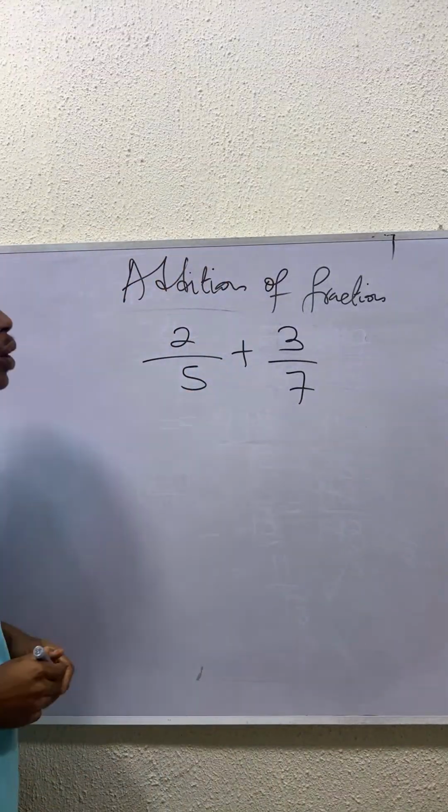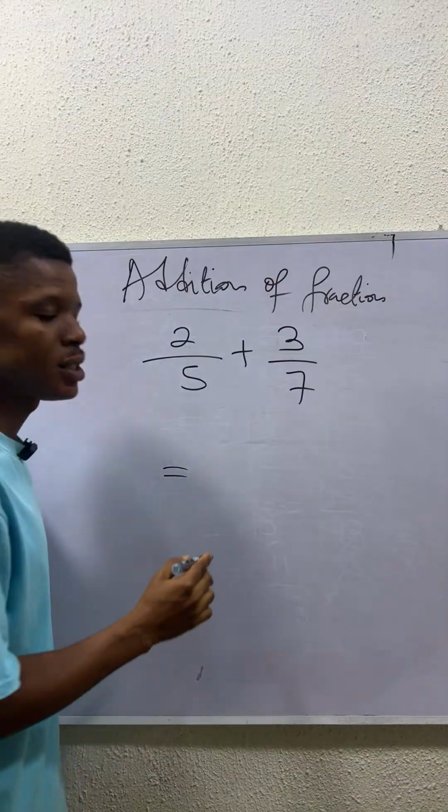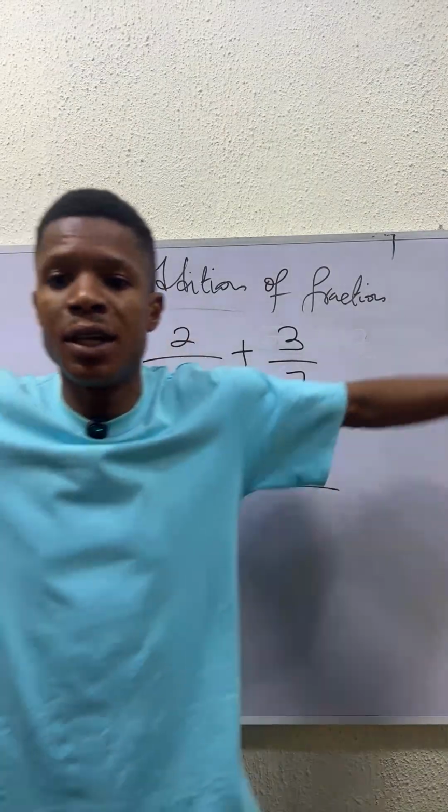Let's look at 2 over 5. What do you have to do? This is where your multiplication table comes in. We make use of the butterfly.